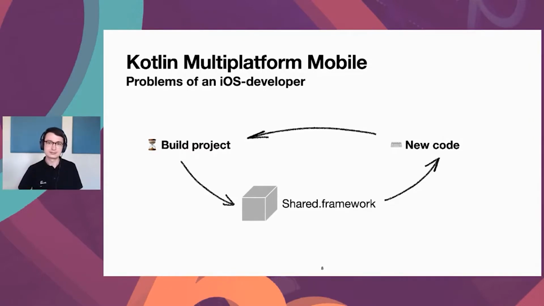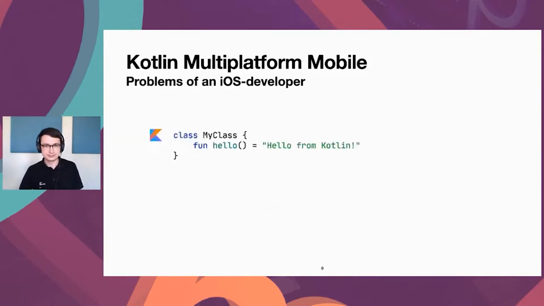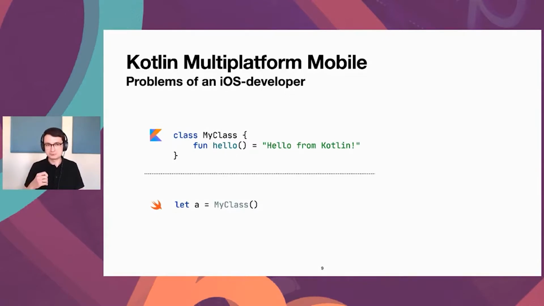And you get this cycle of development: you change code, you build the framework again, and then you can use it. One more problem for an iOS developer in KMM is that there is a huge gap between the declaration of anything in Kotlin code and the usage of, for example, a class in Swift code. If you try to navigate from a Swift file to the declaration of my class, you will not be navigated into the Kotlin file and the Kotlin declaration.